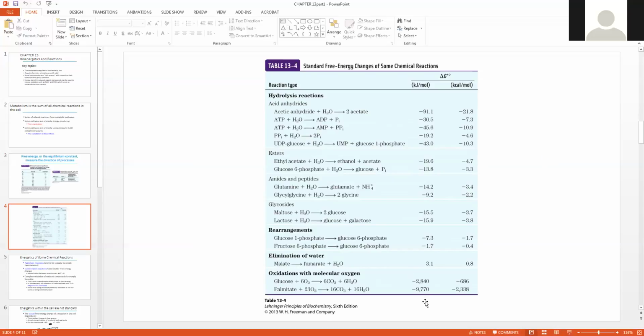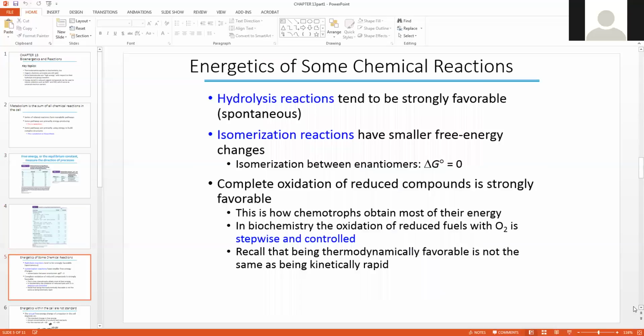Notice oxidation reactions with molecular oxygen have very large negative delta Gs. Hydrolysis reactions tend to be strongly favorable, or spontaneous reactions. Isomerization reactions have a smaller free energy change. So usually if we're going between enantiomers, the delta G is going to be equal to 0. And then if we're thinking about the oxidation of reduced compounds, that's strongly favorable. So again, that goes back to that very large, very negative delta G value.